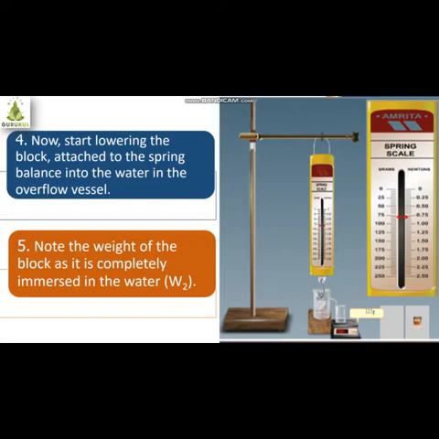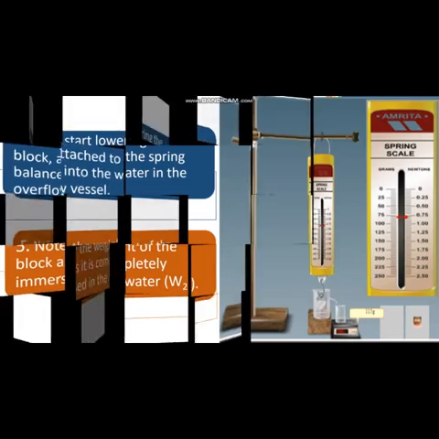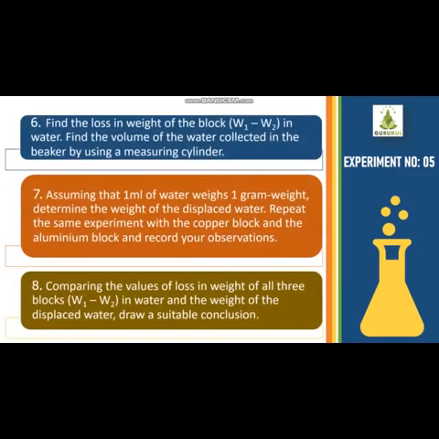Now note the weight of the block as it is completely immersed in the water. In the spring balance, I can measure the weight of the iron block, and that weight I have to note down as W2. W1 will be the weight in air, W2 will be the weight when it is immersed in water. Find the loss in weight of the block, W1 minus W2, in water. W1 will always be more than W2, students. As we have seen, any object immersed in water loses some of its weight, so obviously I have to find W1 minus W2.